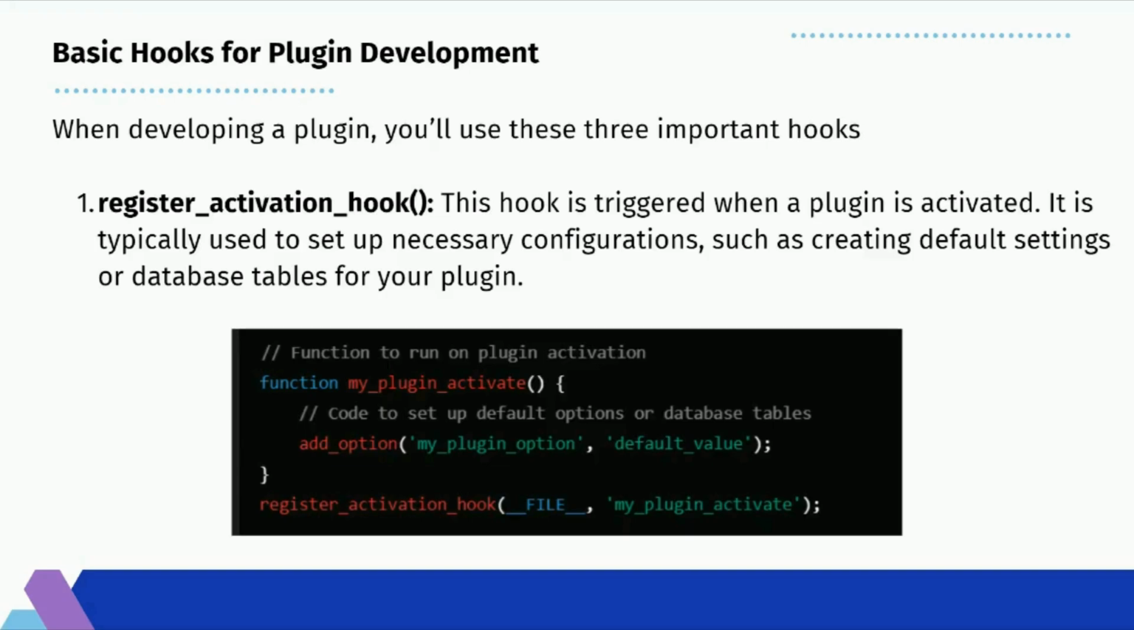We will proceed now to basic hooks for plugin development. When developing a plugin, you'll use these three important hooks. First, register_activation_hook. This hook is triggered when a plugin is activated. It is typically used to set up necessary configurations, such as creating default settings or database tables for your plugin.